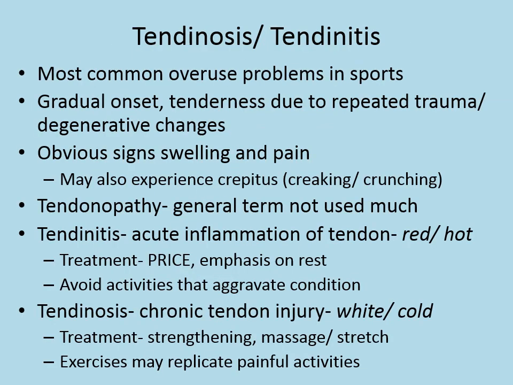So we have two different injuries that can affect the tendon as far as irritation of the tendon. Tendinitis is what people tend to call both tendinitis and tendinosis, but they actually are different. Tendinitis is the most common overuse problem in sports. Usually we have a gradual onset, so the person won't say, like, I know exactly what happened when my tendinitis started. Usually it's over time. They say, oh, my Achilles started to hurt when I was running, and then it just gradually got worse and worse. The person will get tenderness due to repeated trauma and or degenerative changes.